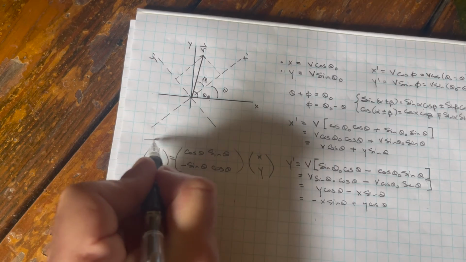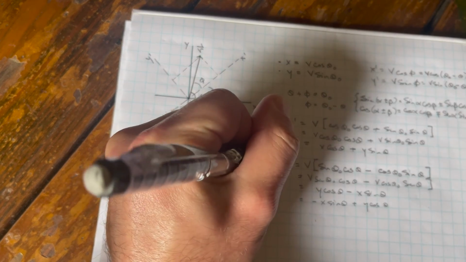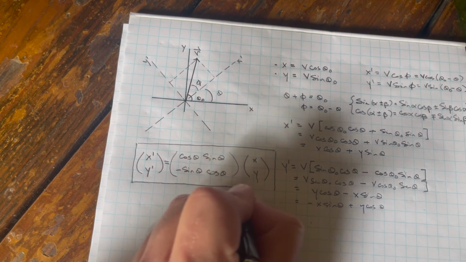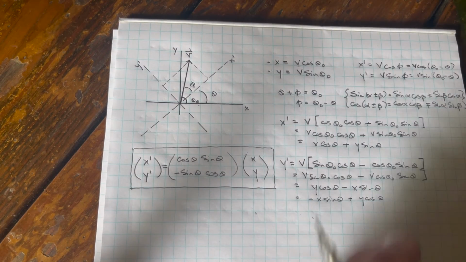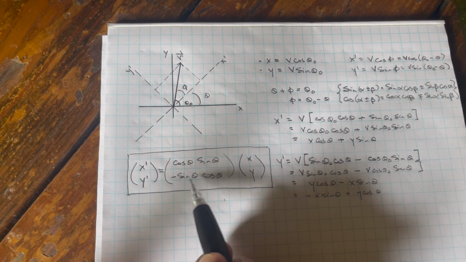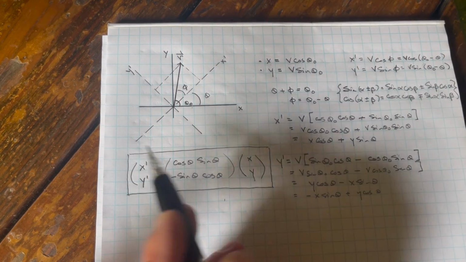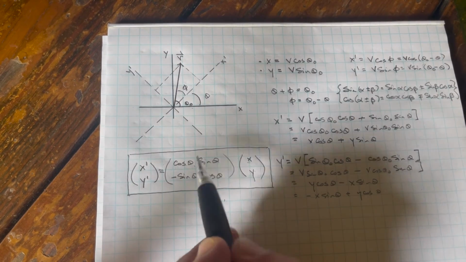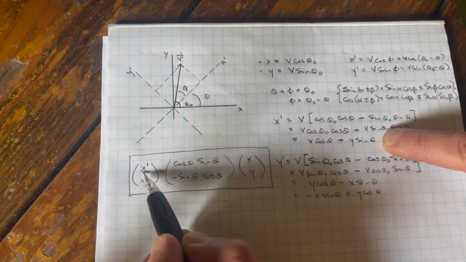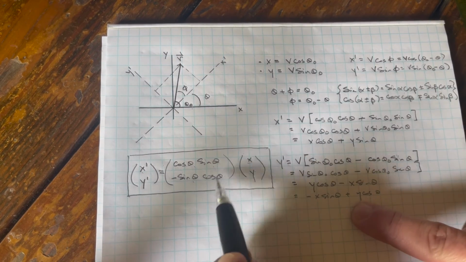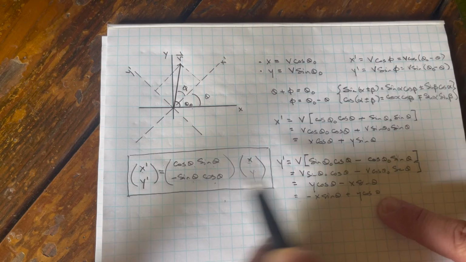So that's it in a nutshell. So that's how we would transform our vector. And that's our rotation matrix. Cosine theta, sine theta, negative sine theta, cosine theta. And if we multiply this matrix by this matrix, we'll get x times cosine theta plus y times sine theta. And that's equal to x prime. And we'll have negative x sine theta plus y cosine theta, which is equal to y prime.